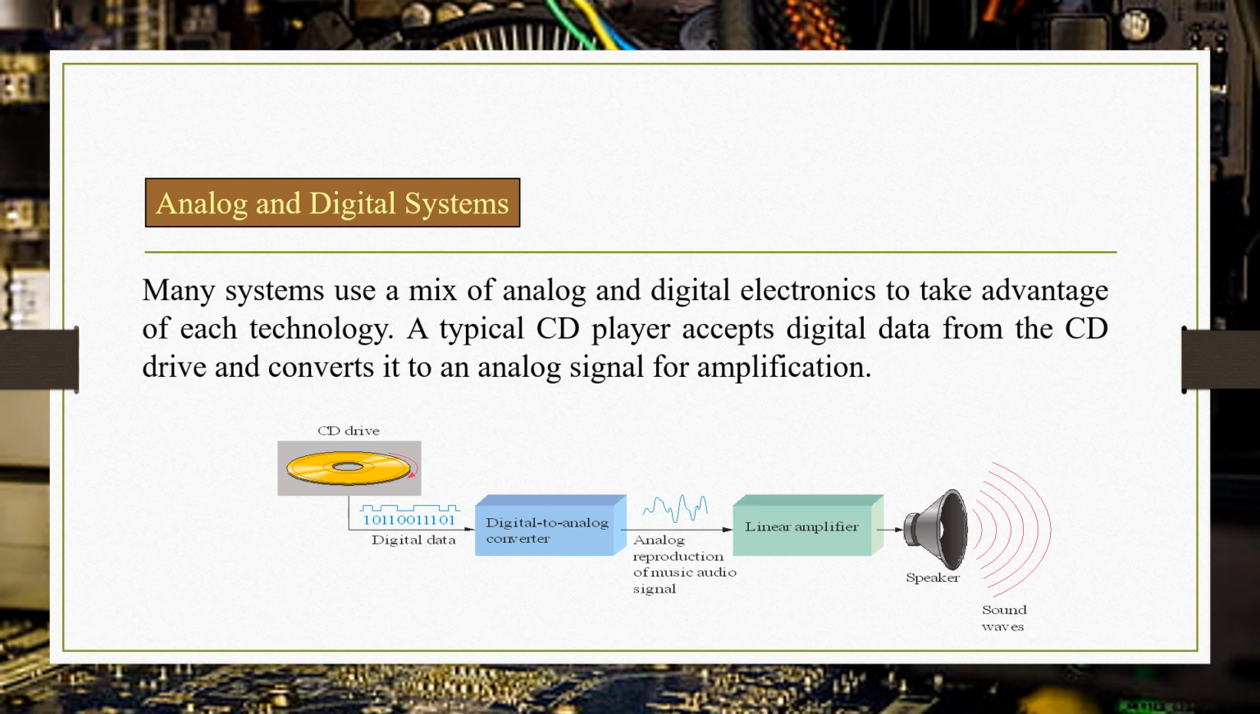So we have a device called a digital to analog converter. The digital data from the CD drive gets converted into an analog signal with the help of this digital to analog converter. The music audio signal, in the form of analog sound waves, can be reproduced with the help of an amplifier. So this system makes use of both analog and digital electronics.